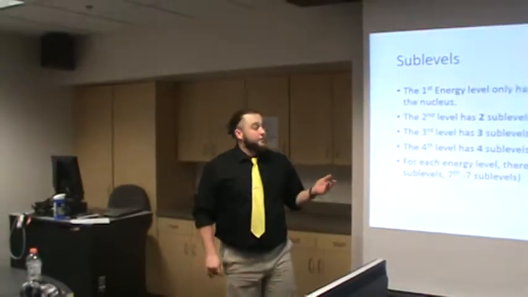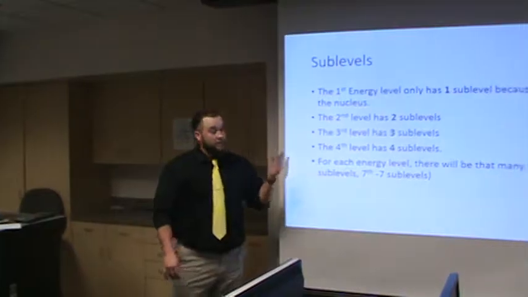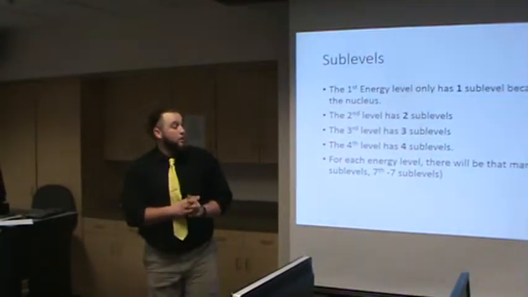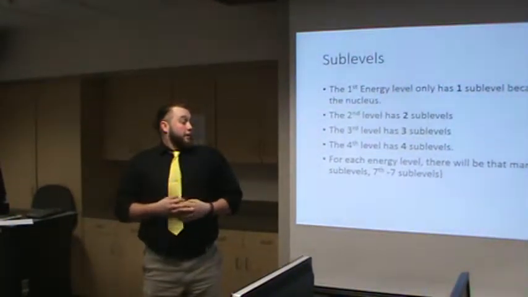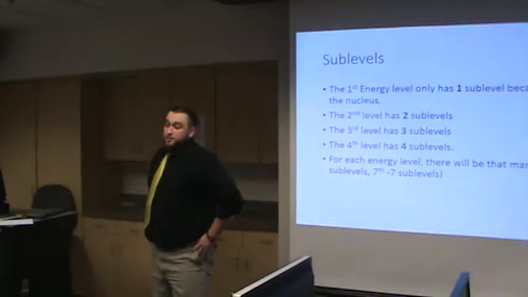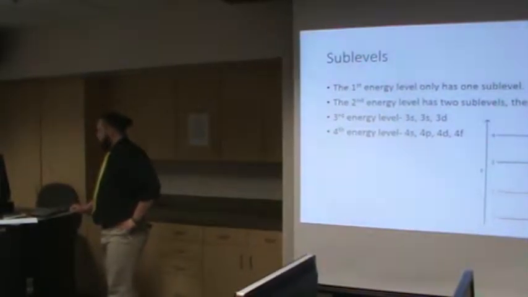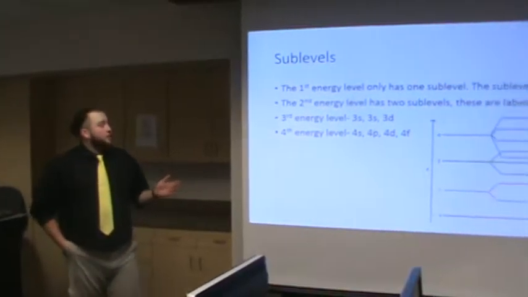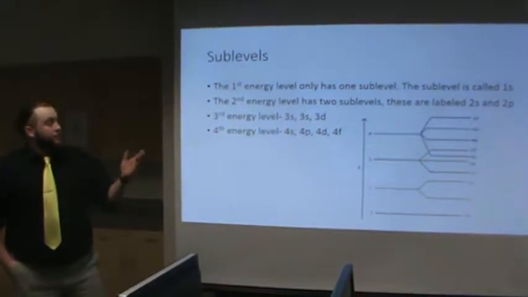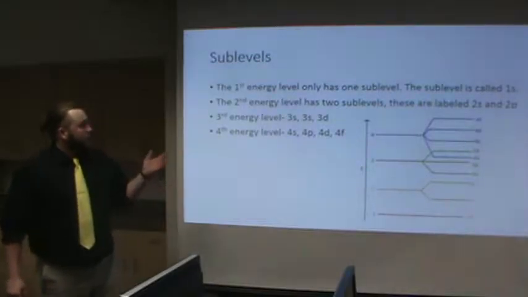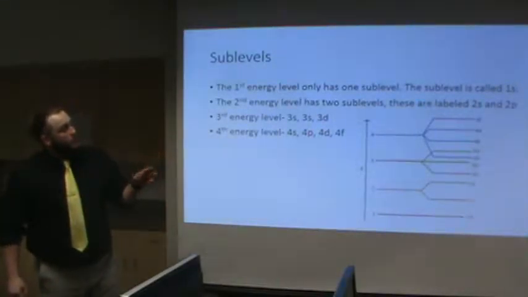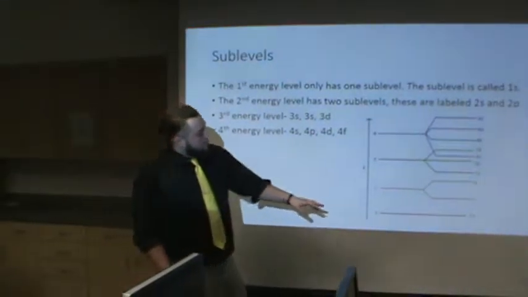The second energy level has two sublevels. The third energy level has three sublevels. The fourth has four sublevels. And it goes on and on as long as there can be elements discovered. The first energy level has one sublevel. That sublevel is called 1s. The second energy level has two sublevels. These are labeled as 2s and 2p.